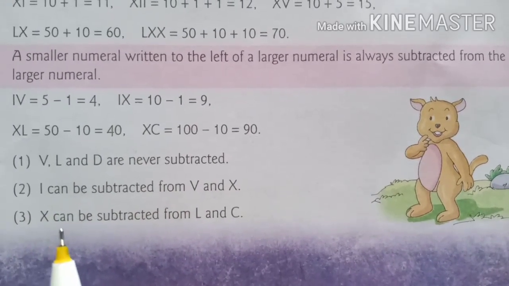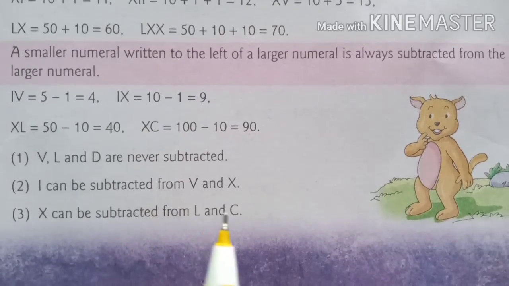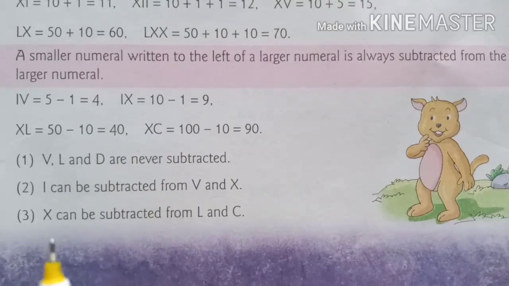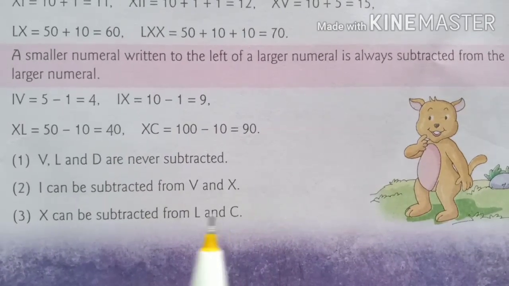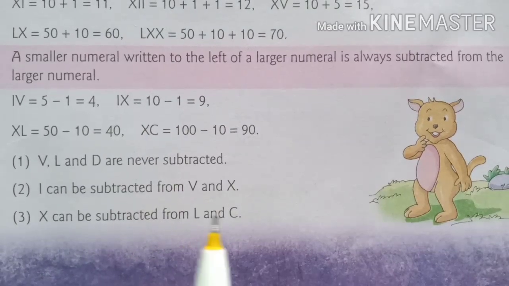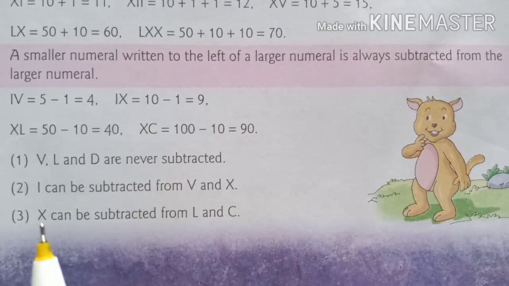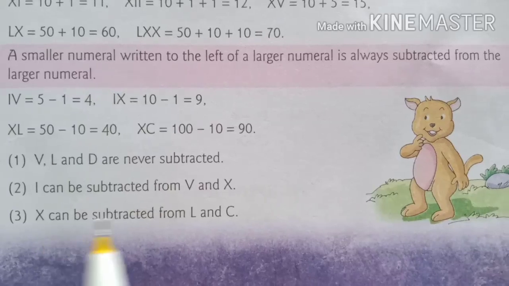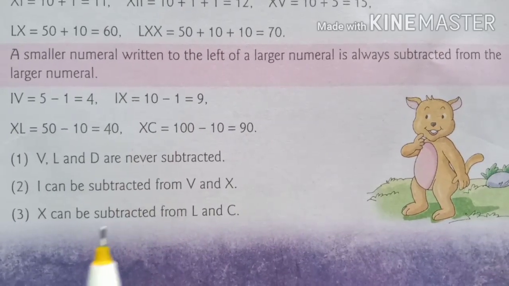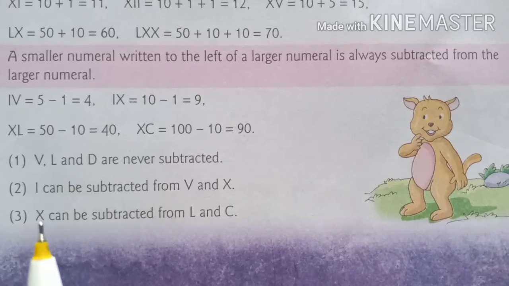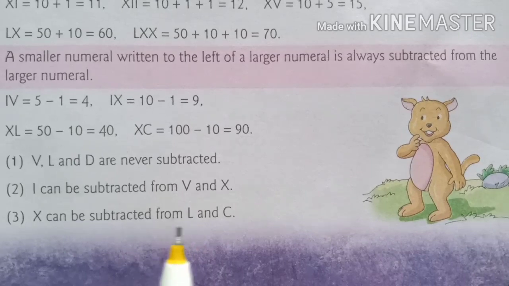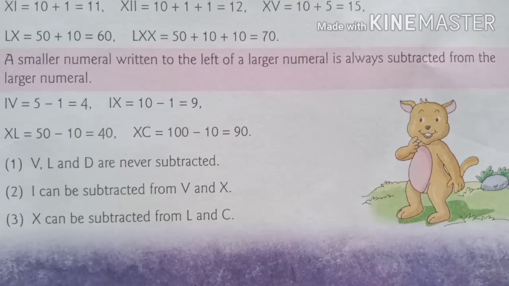Number 3, X can be subtracted from L and C. Besides L and C, no any symbols having in its left X. Only L and C can have in left X. Okay, because this can be subtracted from only L and C.